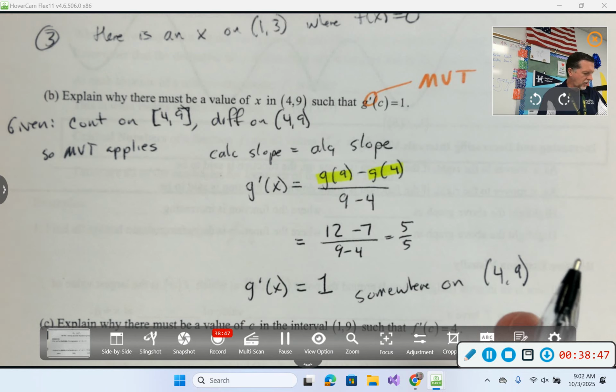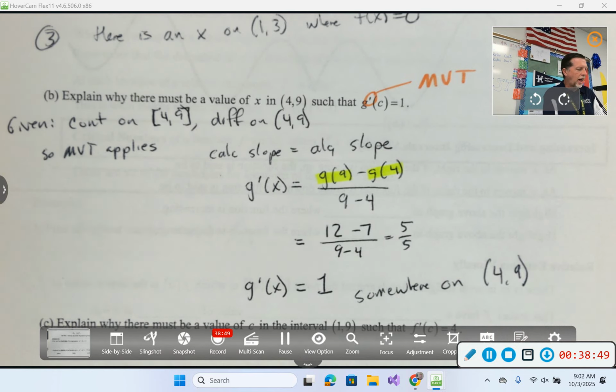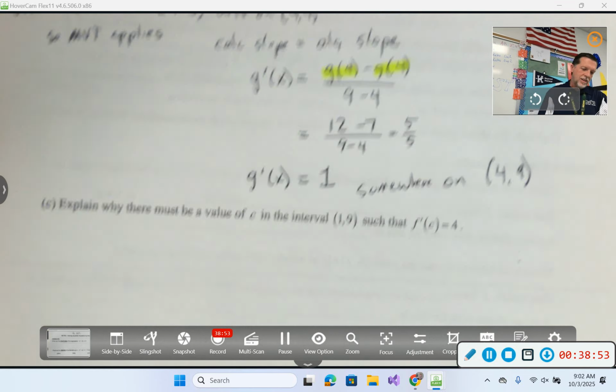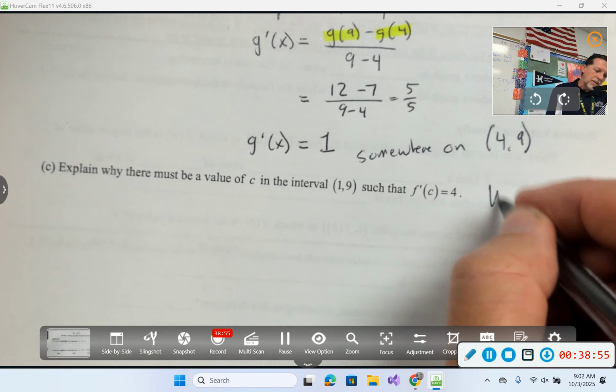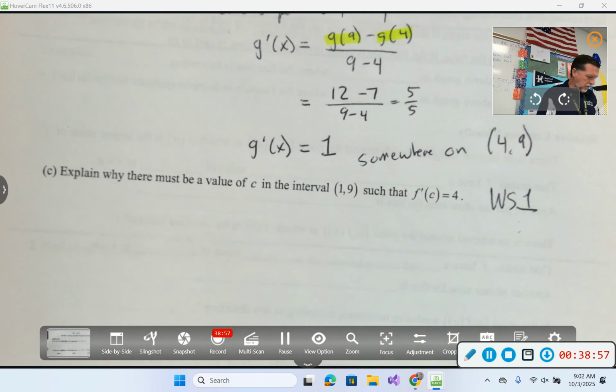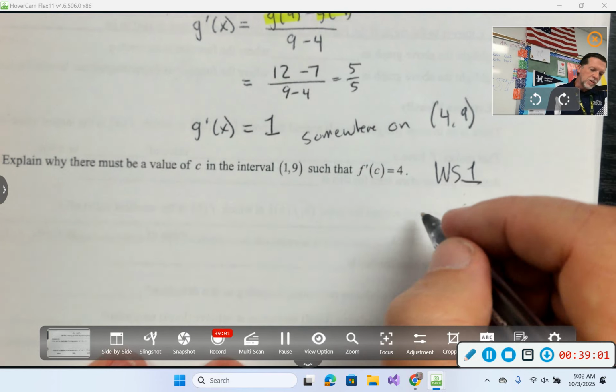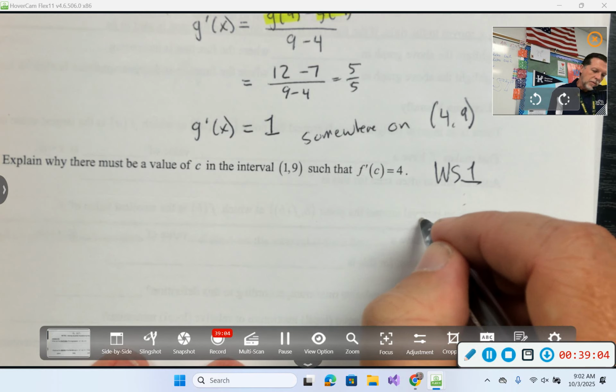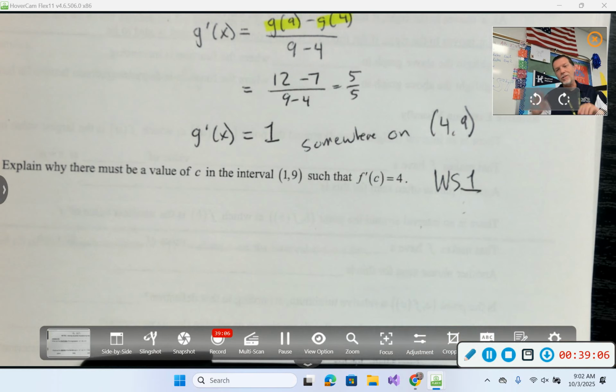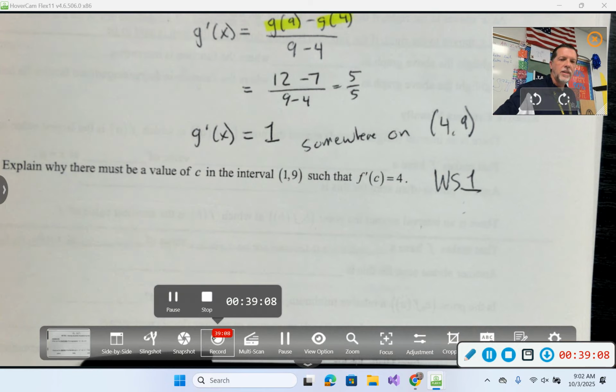Let's pass on C because C uses a trick that I don't think they do on the AP test. They don't do this trick on the AP test. All right, so your assignment is going to be worksheet 1, which I'll give you in a moment. Calculus slope equals algebra slope, and then do the math.